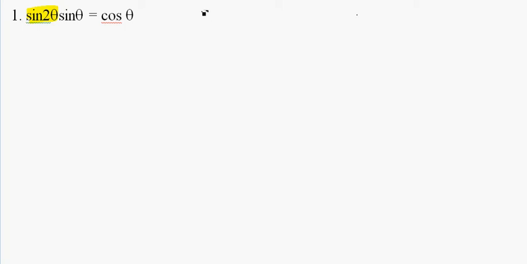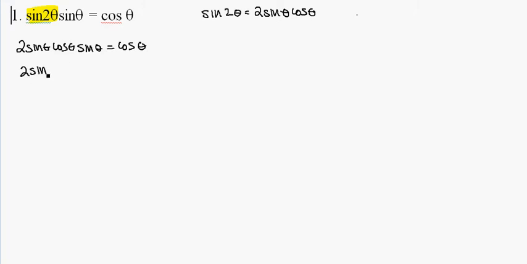Hopefully you all know that the sine of 2 theta is equal to 2 sine theta cosine theta. So I'm going to replace that with 2 sine theta cosine theta times sine theta equals cosine theta. Here it would be a bad idea to divide both sides by cosine because you lose a solution. So we just want to multiply the two sines. So we get 2 sine squared theta cosine theta equals the cosine of theta.